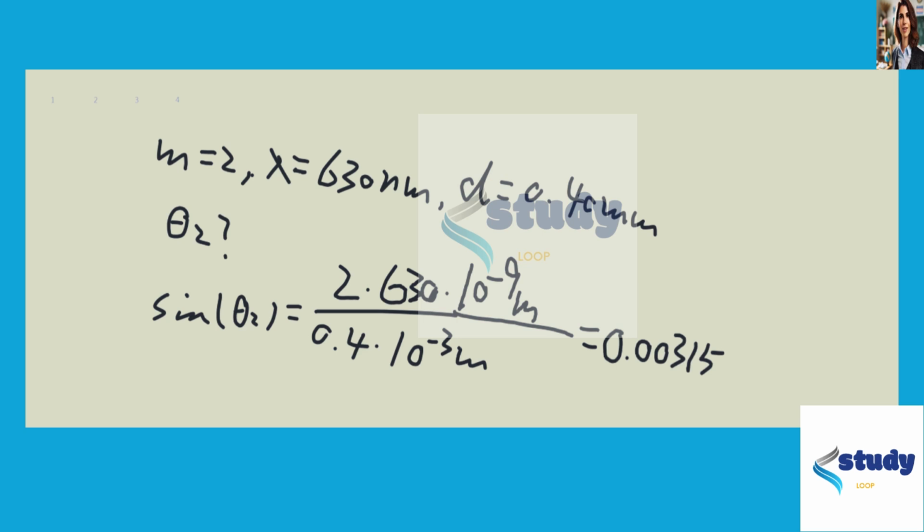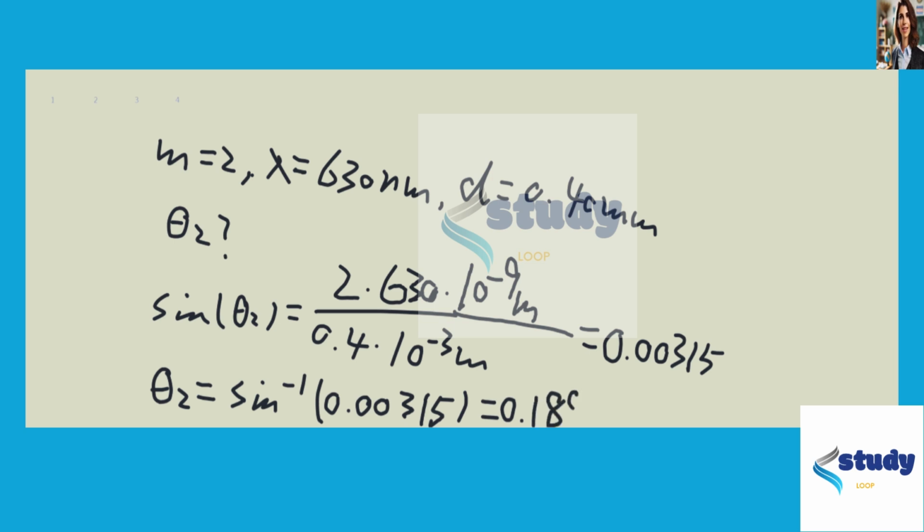0.00315. Use inverse sine function. We got theta 2 is equal to sine negative 1 of 0.00315, which is gonna give us 0.18 degree. Okay, that's for theta 2.